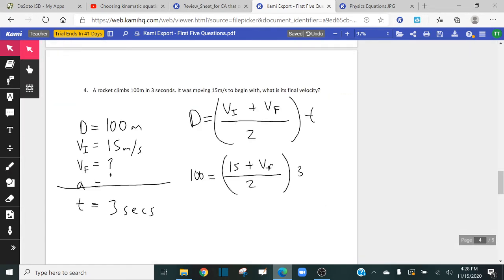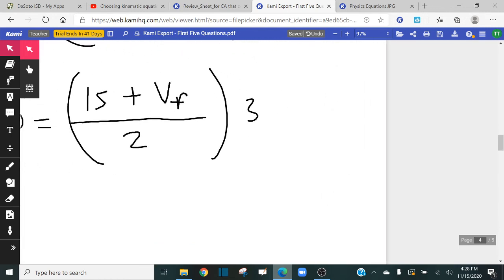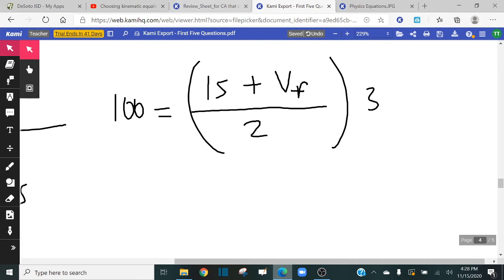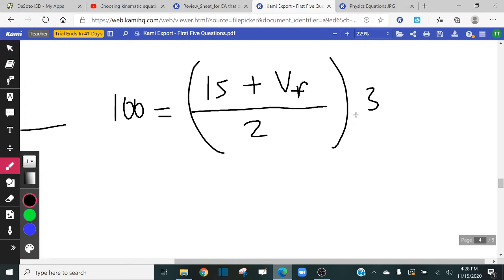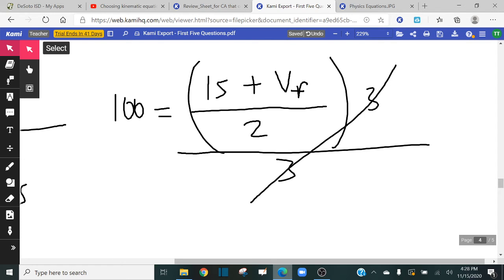So guys, we need to go through some algebra here in order to find the final velocity. The goal is to manipulate this equation and get final velocity by itself. In order to do that, first thing I need to do is get rid of this 3 here. Notice 3 is multiplied by everything on the right-hand side of the equal sign. Since it's multiplied, I need to do the opposite of multiplication to get rid of that. So everything on the right-hand side, I need to divide by 3. And if I divide by 3, that goes away. Remember, whatever you do to one side, you have to do to the other.